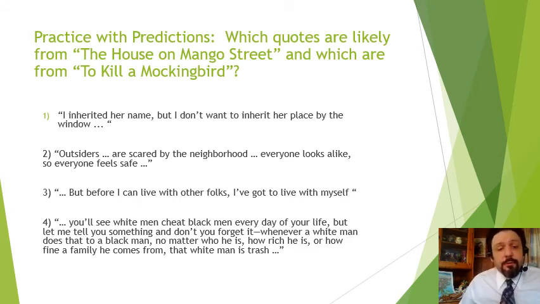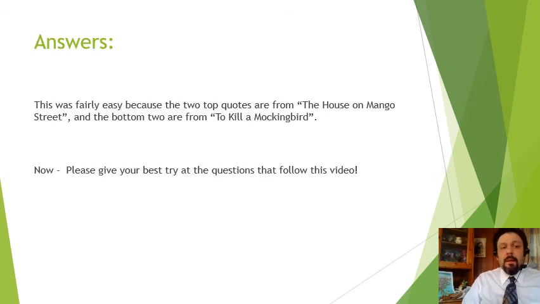4. You'll see white men cheat black men every day of your life, but let me tell you something, and don't you forget it. Whenever a white man does that to a black man, no matter who he is, how rich he is, or how fine a family he comes from, that white man is trash. All right, I think you'll see that it's pretty easy. Yep, it was easy, because the two quotes from the top are from The House on Mango Street, and the ones on the bottom are from To Kill a Mockingbird.